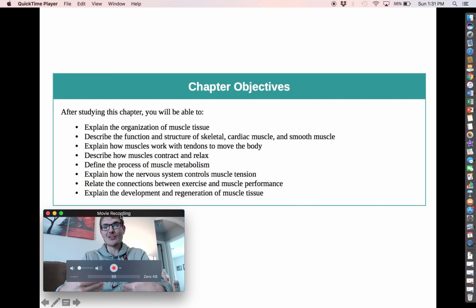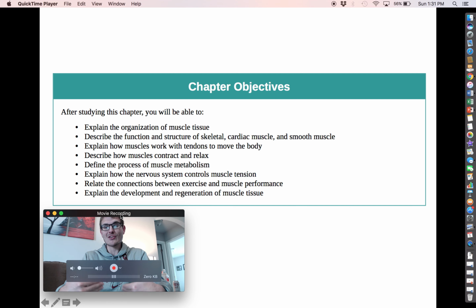Cardiac muscle we'll talk about a little bit, but since we're just about to start into our cardiovascular unit, we'll get plenty of that later on. And then smooth muscle we'll talk about a lot when we start talking about the urinary system, digestive system, and things like that.